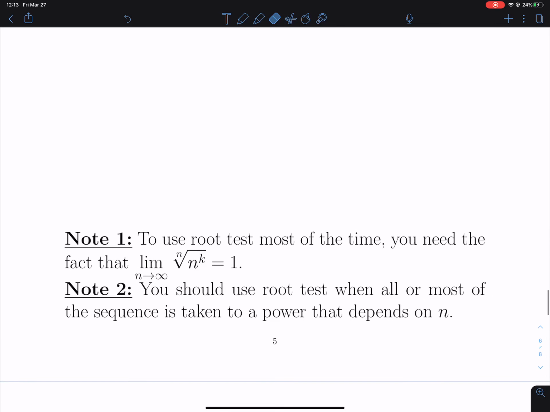Okay, so you do need these two notes. These will be very helpful for using root test. So the first thing is if you take the nth root of a polynomial with any power, it goes to 1. So if I have the limit as n goes to infinity of the nth root of n to the 100, this is 1. Why? L'Hopital's rule is one reason.